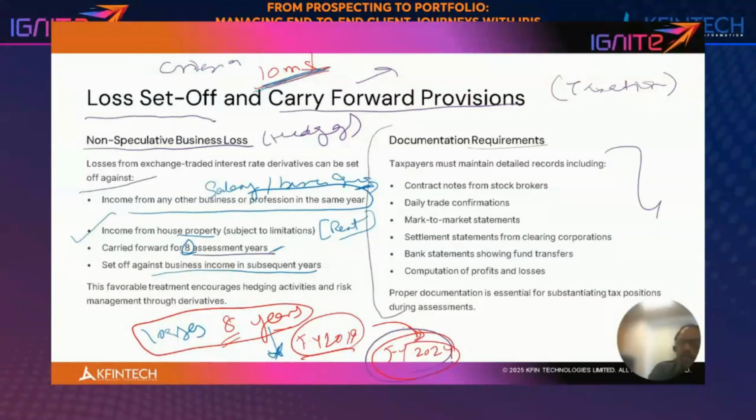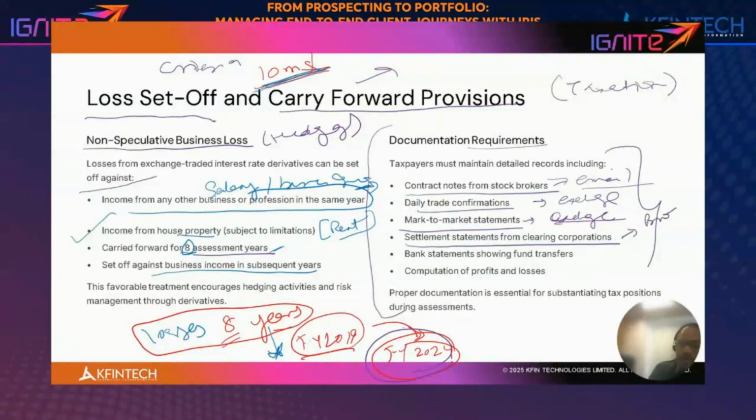And these are the documentation requirements. This is very self-explanatory. What are the contract notes from stockbrokers? They obviously come in your email on a daily basis whenever you are doing the trading. Daily trade confirmations, again, come from the exchange in your email. The mark-to-market statement comes as part of the mark-to-market margin calculation on a daily basis from your broker and exchange. Settlement statements from the clearing corporation, again, will be provided by a broker. Bank statement showing fund transfer: this is when you have funded your account. Whenever you are funding your broker account from your own bank account, those transactions are required.